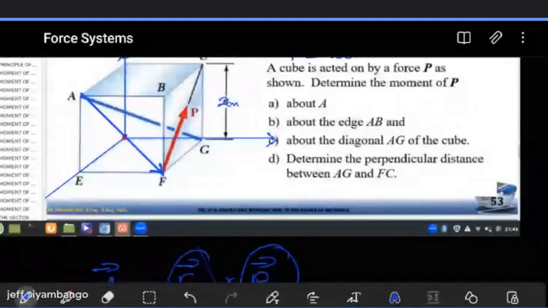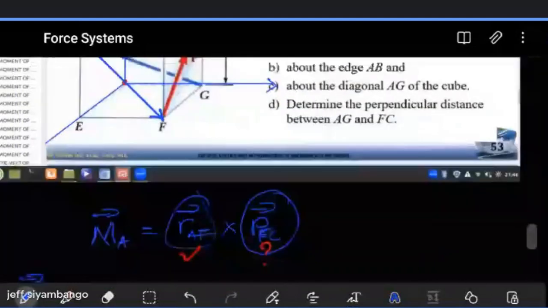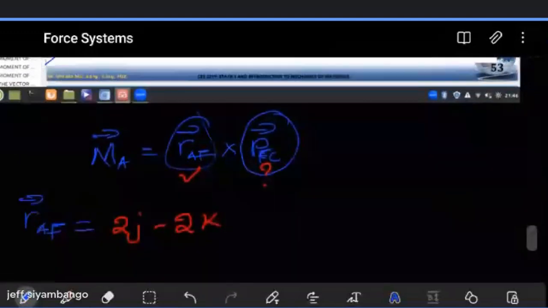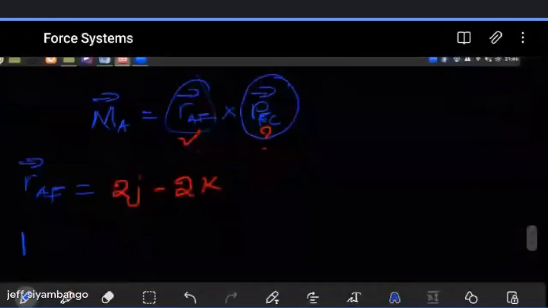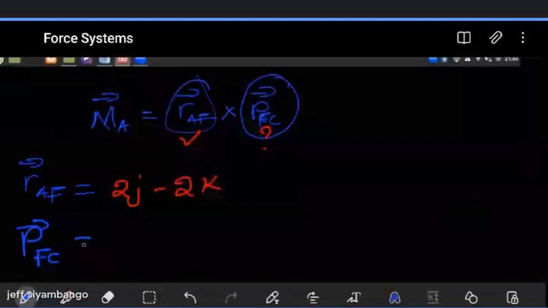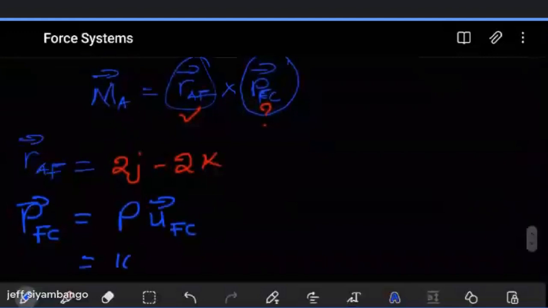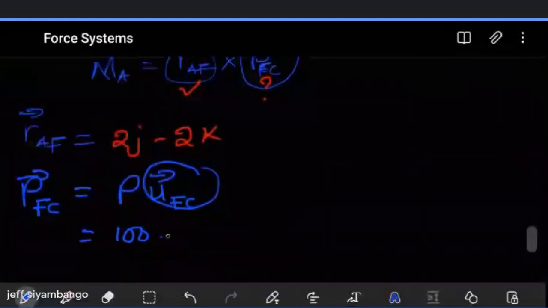So let's complete the first part. The first part is pretty much what we did in the previous example, R_AF. The next part is we need P_FC. For P_FC, we need P itself, and then we need a unit vector that runs from F to C. So these are the two things that we need. P itself is given, I did give that as 100 Newton, but we need a unit vector so that we multiply the two. So the question is, what is the unit vector running from F to C?